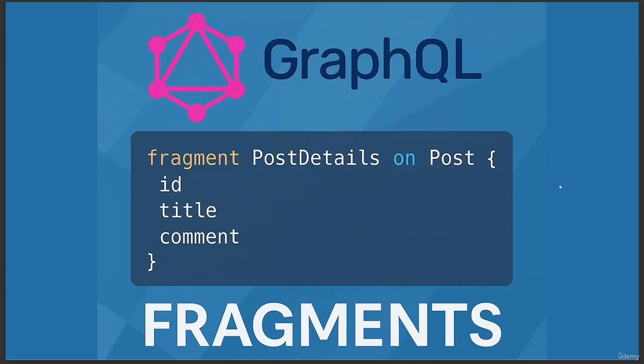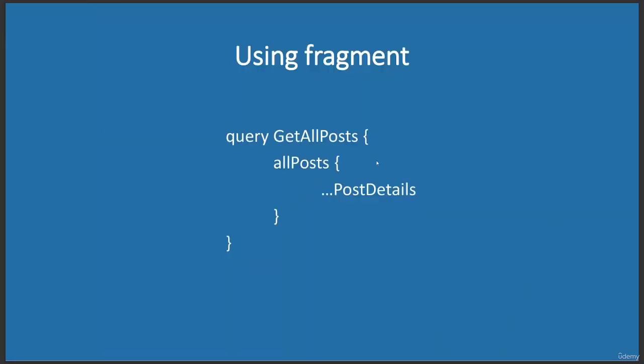Fragments solve that problem. A fragment in GraphQL is like a reusable piece of a query. It lets you define a set of fields once and then use it anywhere in your queries or mutations. Let's say we're working with a post type and we always fetch the same fields: ID, title, and comment. We can define a fragment like shown in the presentation. Now, instead of repeating those fields, we just use the fragment. Fragments help you stay DRY, don't repeat yourself, and make your queries much easier to maintain. Change one fragment, and it's updated everywhere.